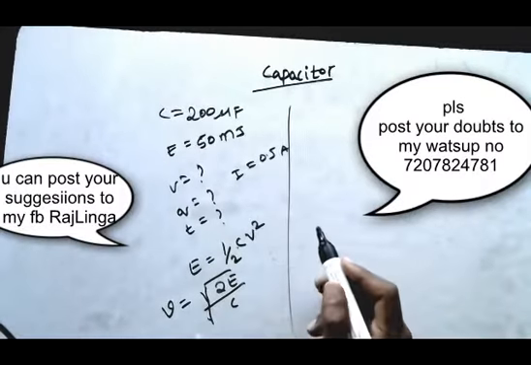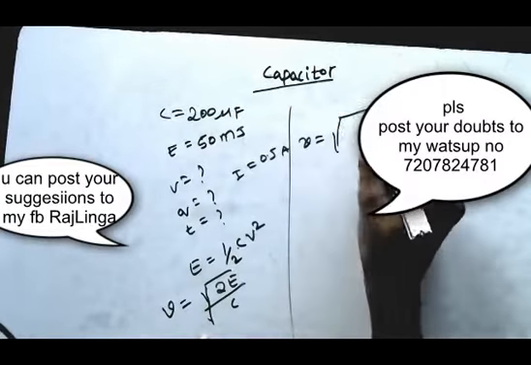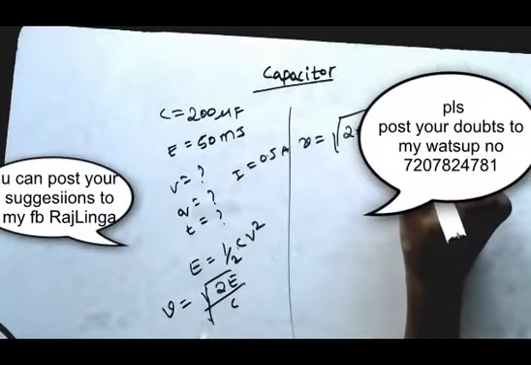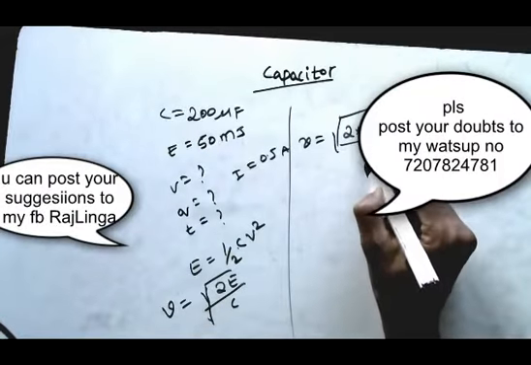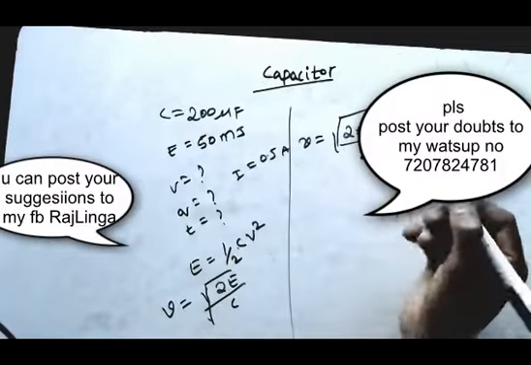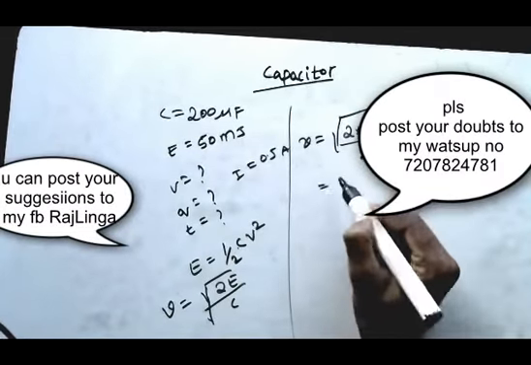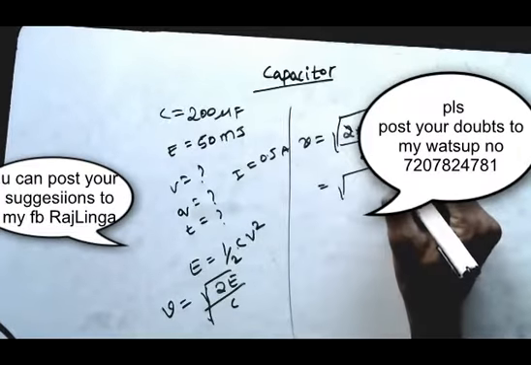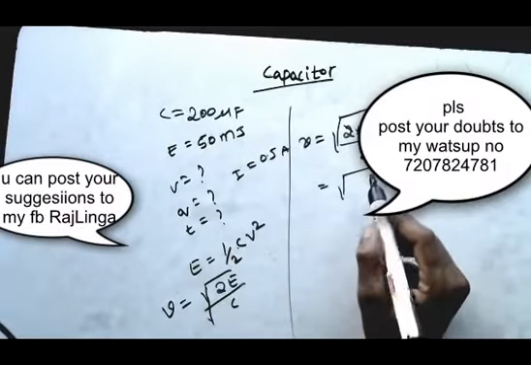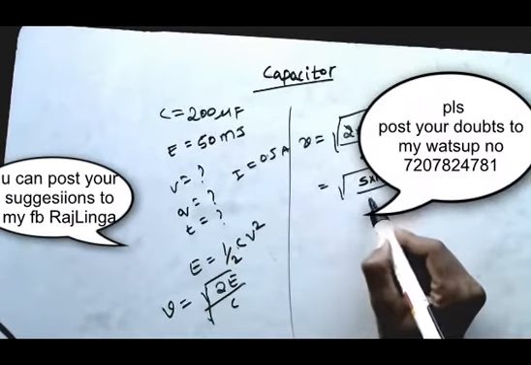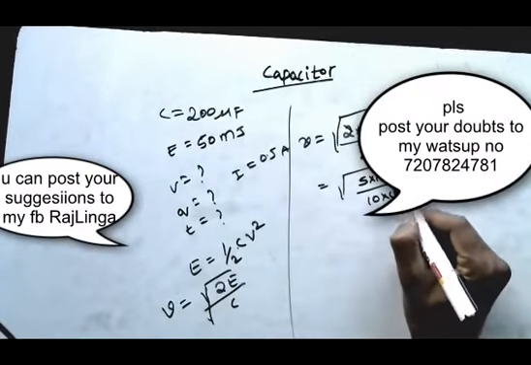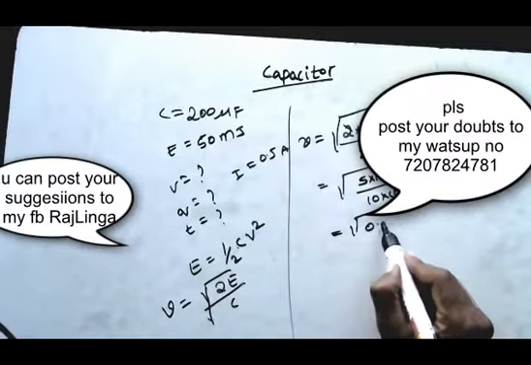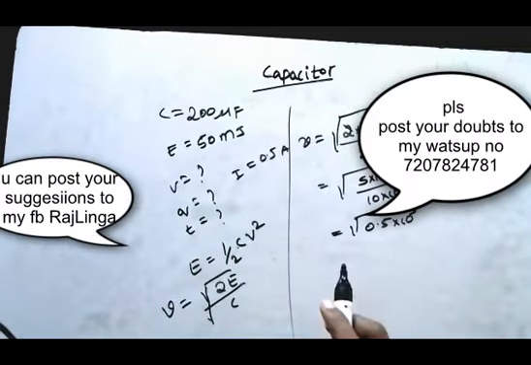We know the energy E, so V is equal to root of 2 into 50 into 10 power of minus 3, divided by C, which is 200 microfarad. That is equal to root of 2, this cancels, 5 into 10 power of minus 3 divided by 10 into 10 power of minus 6. That is root of 0.5 into 10 power of 3.